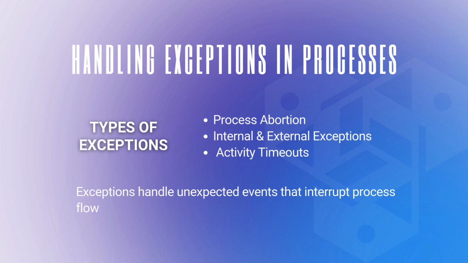Next is handling exceptions in processes. So, exception handling in BPM ensures the processes can manage unexpected events. Some types of exceptions include process abortion, where a workflow stops entirely, internal and external exceptions triggered by issues within or outside the process, and activity timeouts, which prevent a task from stalling indefinitely.